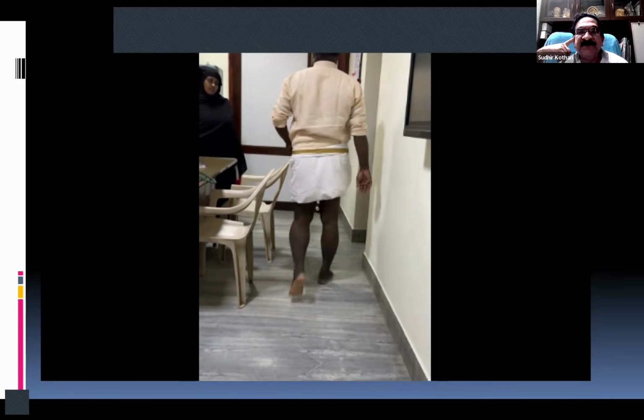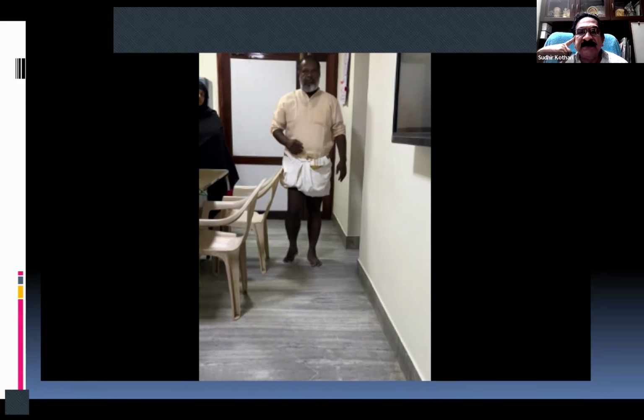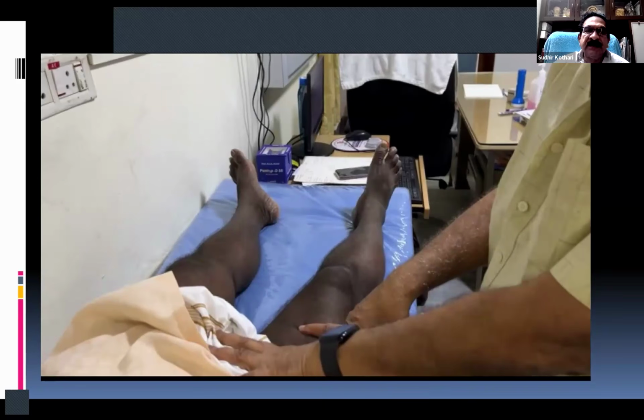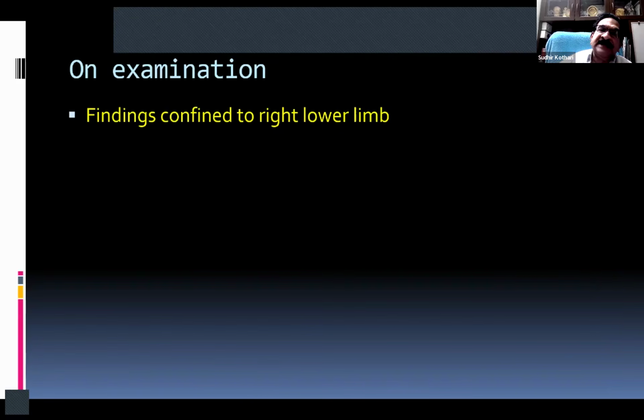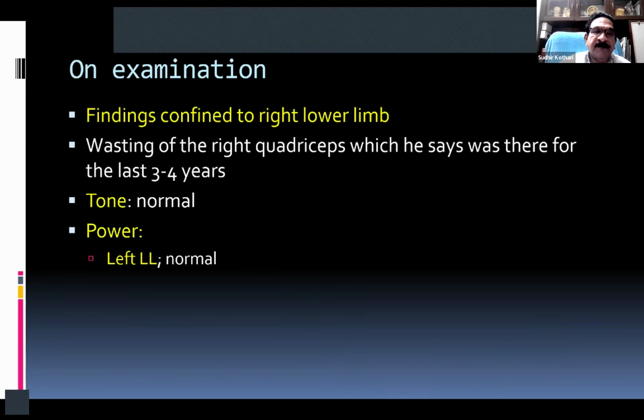As he walks, he puts extra effort on the right hip, maybe due to the hip flexion. Maybe. So, the findings: confirmed in the right lower limb, wasting of the right quadriceps, which he says was there for the last 3 to 4 years. Tone normal. Power in the left lower limb all normal.